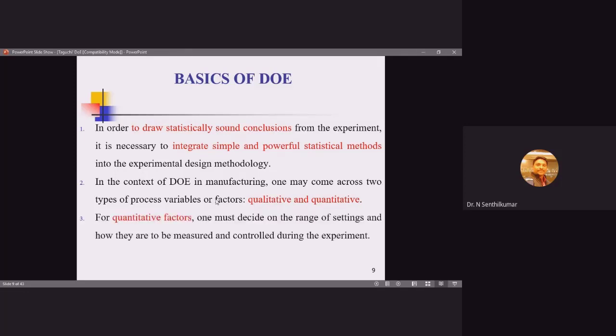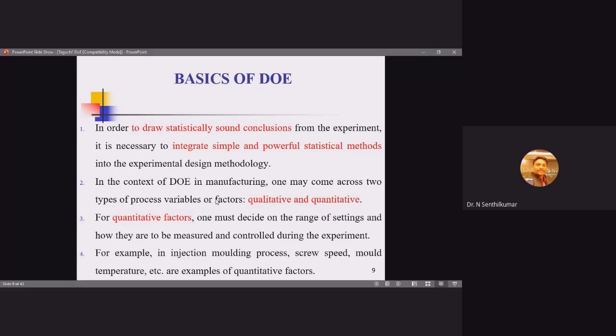So in quantitative factors, we can decide the range of settings. If I am going to consider the cutting speed, I am going to select three. For example, if it is a 3-level design, then 100, 200, 300 I am going to set. So my range is 100 to 300. So this is the case.